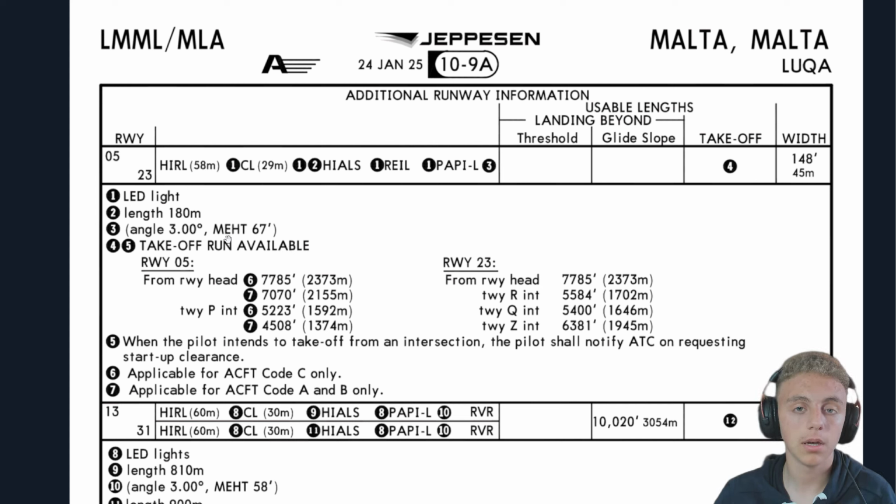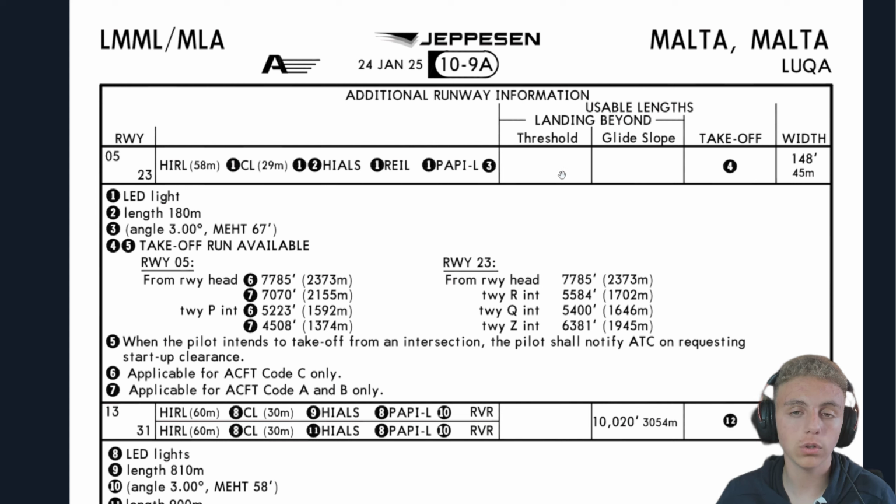MEHT, the minimum eye height over threshold, which is 67 feet. Pretty much it's how high your plane will be over the threshold, assuming you flew an exact and correct 3-degree flight path according to the PAPI lights. The threshold is blank, meaning there is not a displaced threshold, meaning you can land exactly on the threshold. These are usable lengths for landing beyond the threshold and the glide slope.